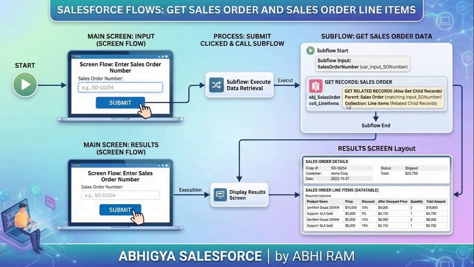Already we know, right? In subflows, we can directly get the parent and child information without writing a separate Get Records element. In a single Get Records element, we can get the parent and the child information. After getting the records, we are going to display them in the screen flow: the sales order details as well as the sales order line items records. So here is the product names, right?